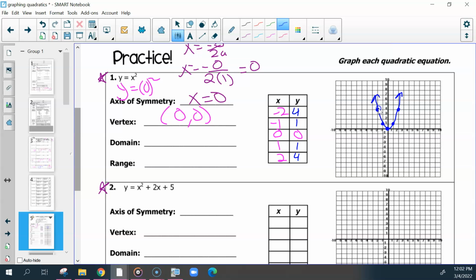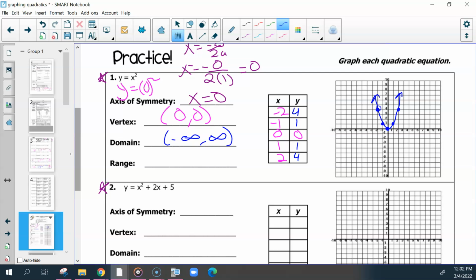Forever. So if it keeps going left and right, the domain is going to be all real numbers. The domain for quadratic equations or functions will never change. It will always be all real numbers, or from -infinity to +infinity. Always.